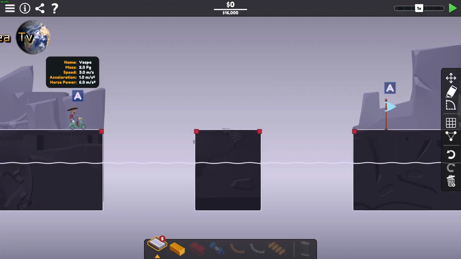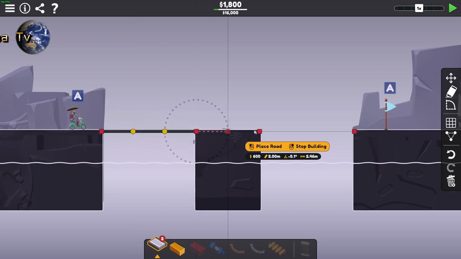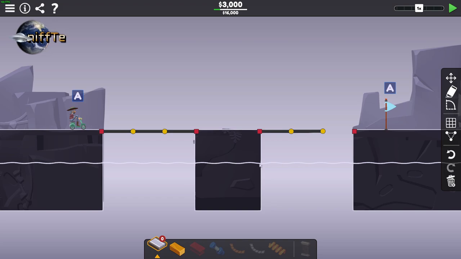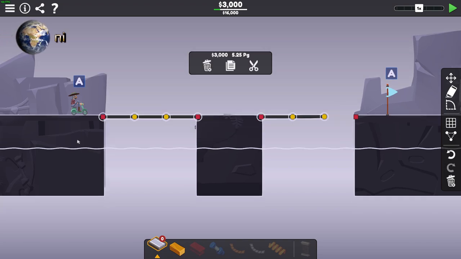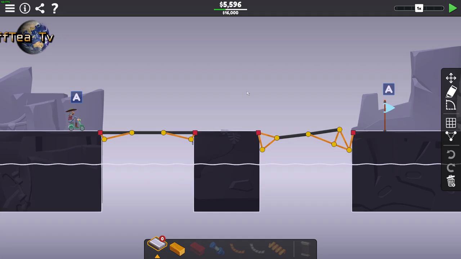So we've got to get the scooter to A, but we've only got 5 roads. So we're a road missing and the scooter's not very fast, to say the least. So this is what I came up with.